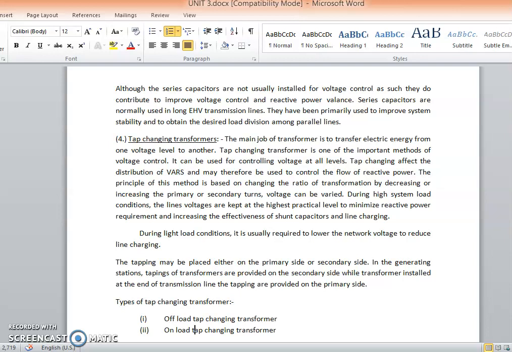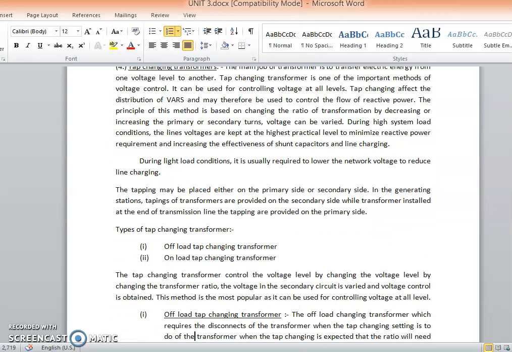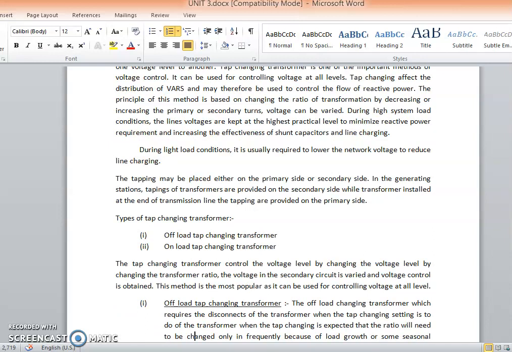During light load conditions, it is usually required to lower the network voltage to reduce the line charging. The tapping may be placed either on the primary side or on the secondary side. Types of tap changing transformer are the off-load tap changing transformer and the on-load tap changing transformer. Here we discuss the on-load and off-load tap changing transformers.